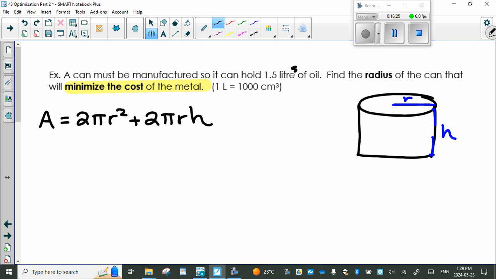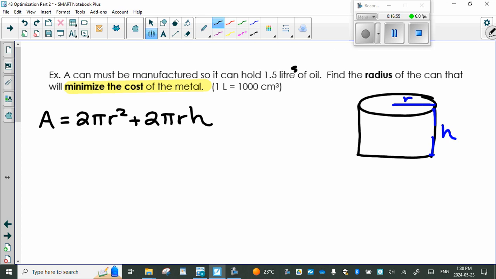Okay, so there's the area of a can, and in this case, the can has the top and bottom. That's the 2 pi r squared part. A variation on this question would be an open top can, but we're doing a closed top can for this question. So that is our formula. But now we have to get it so it's all in terms of r. So there has to be a way in the question to get h in terms of r.